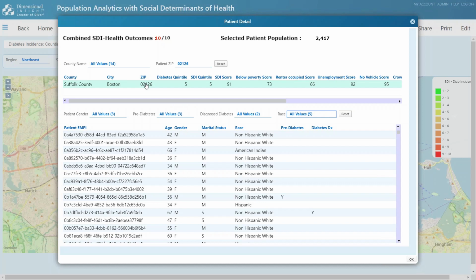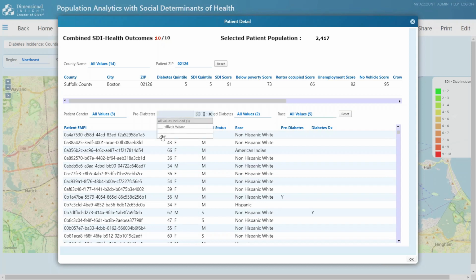For the zip code that we chose, these are the social determinant characteristics. They're based on a percentile, so the higher the number, the higher the social deprivation. We've got our highest quintile for social deprivation, our highest diabetes incidence quintile. And then here are the individual people who make up the population of that zip code, at least the ones that we have visibility into.